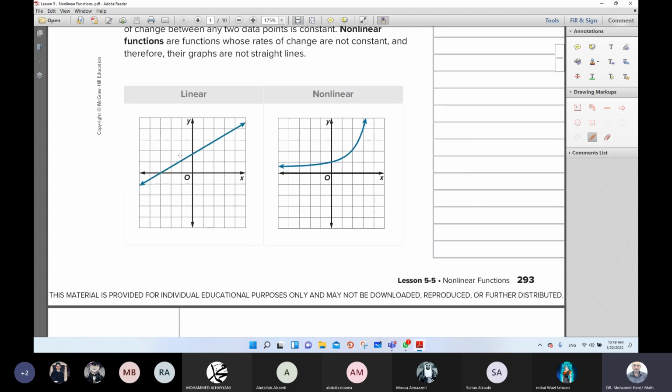For example, in the first graph, as you see here, we have linear because here we have a straight line. When you have a straight line in the graph, it means you have linear. In the second graph, as you see here, we have a curve. We don't have a straight line, so this is non-linear.